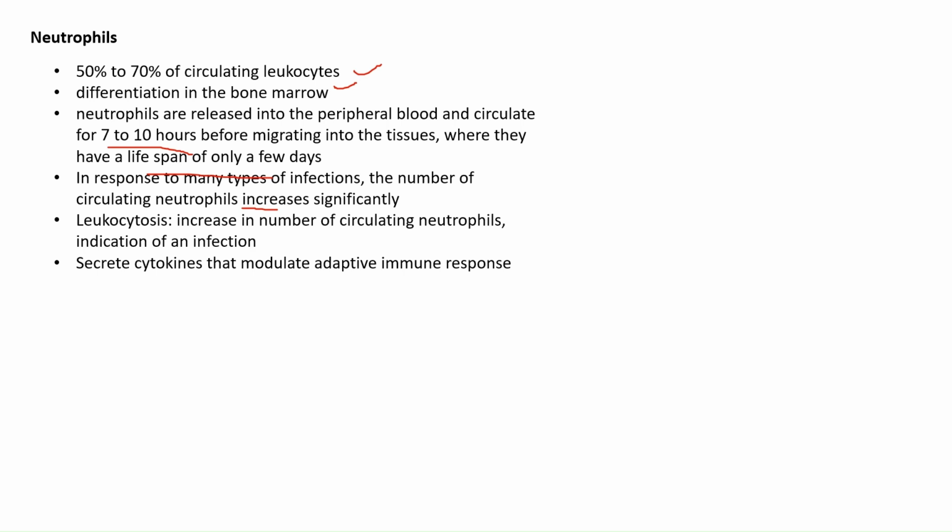The doctors check our neutrophil level. If the neutrophil level in our blood is high, that means we are under infection. This is the indication that our body is under infection. So the condition is known as leukocytosis, that is an increase in the number of circulating neutrophils, which is a sign of infection in the body. They secrete cytokines that modulate the adaptive immune response.